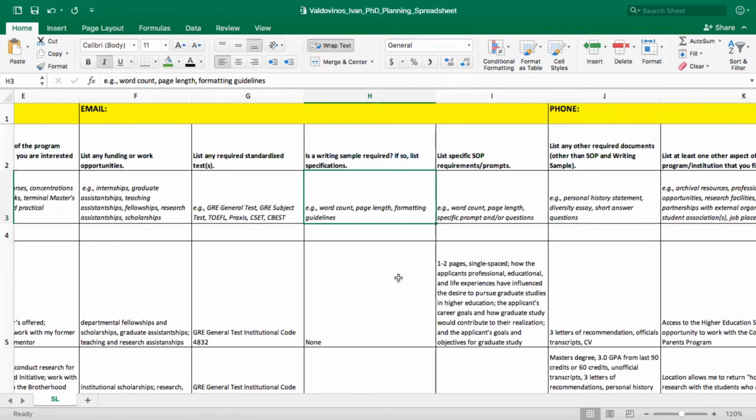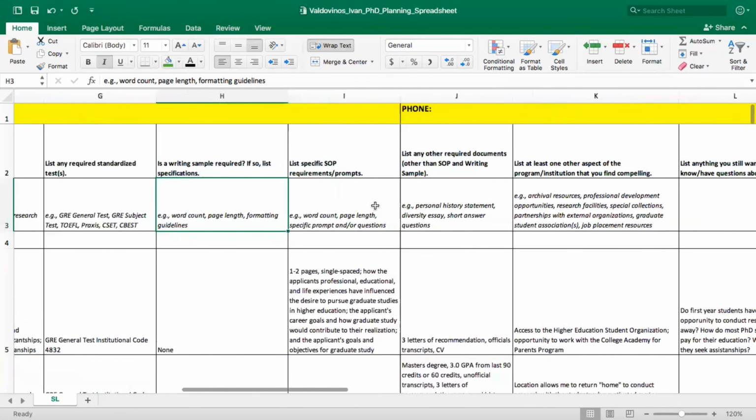Then, do they ask you for a writing sample? If so, what are their specifications? Are they asking you for a full-on 30-page proposal? Are they asking you for a no more than 10-page document? What is the format? What are the guidelines? And what do you need to prepare for when you are submitting a writing sample?